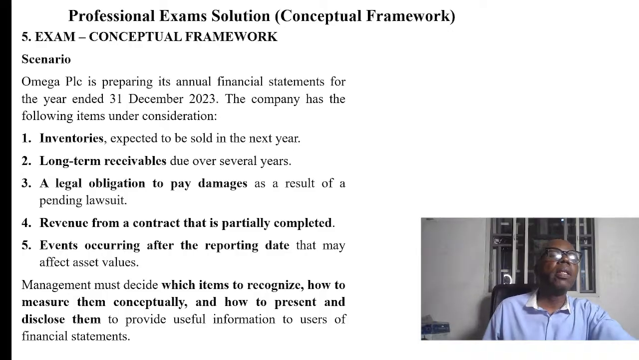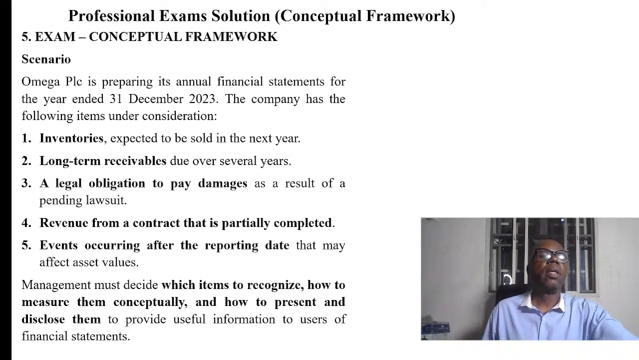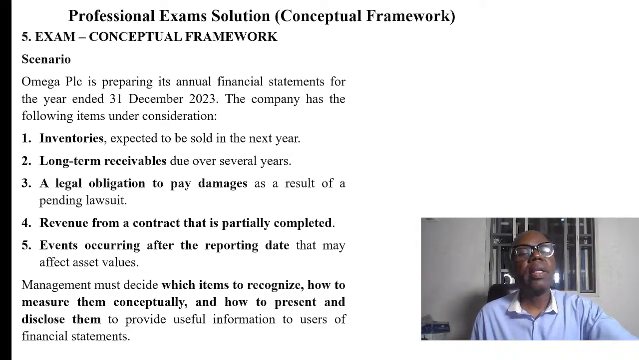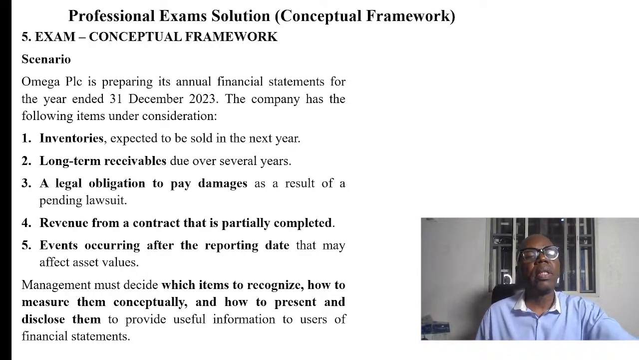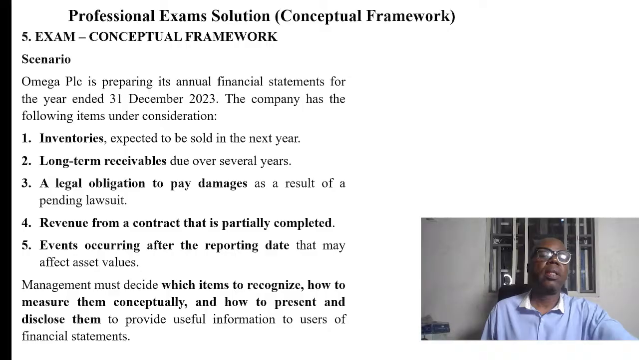Today, we're going to solve the Conceptual Framework question. I read it out in a previous video. I'm going to still read it out now, everyone, so that you follow.